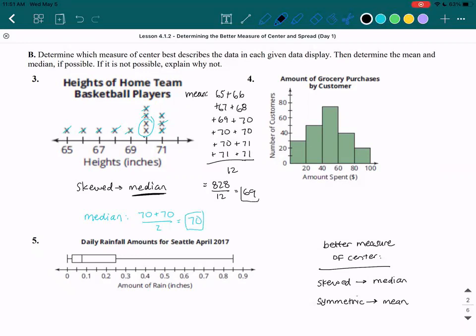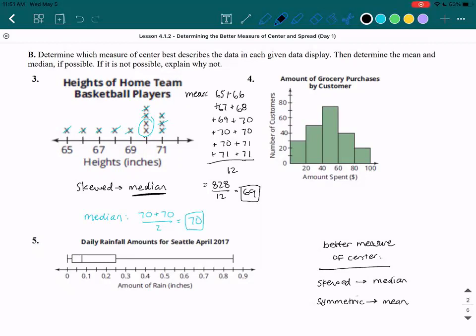So our mean was 69, our median was 70. And because this is a skewed graph, the median is a better measure of center. So that's number 3. Please let me know if you have any questions. Otherwise, let's go on to number 4.